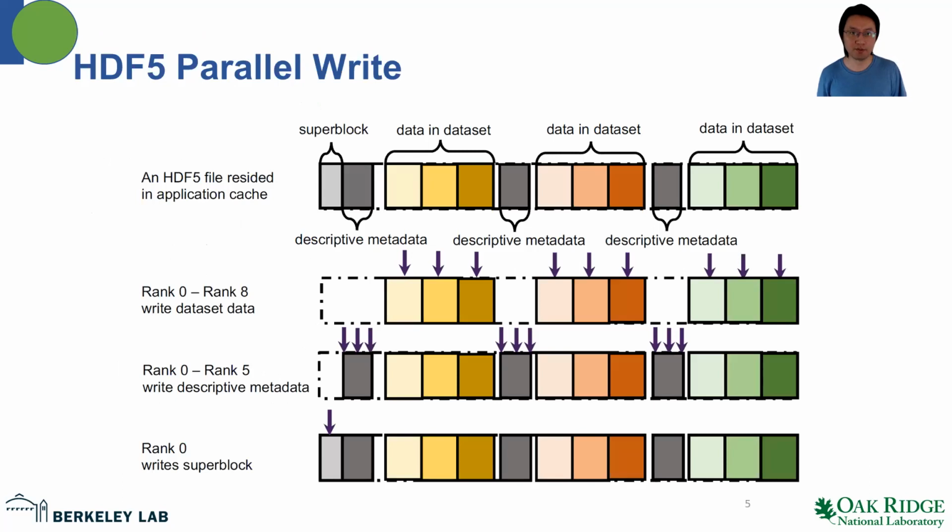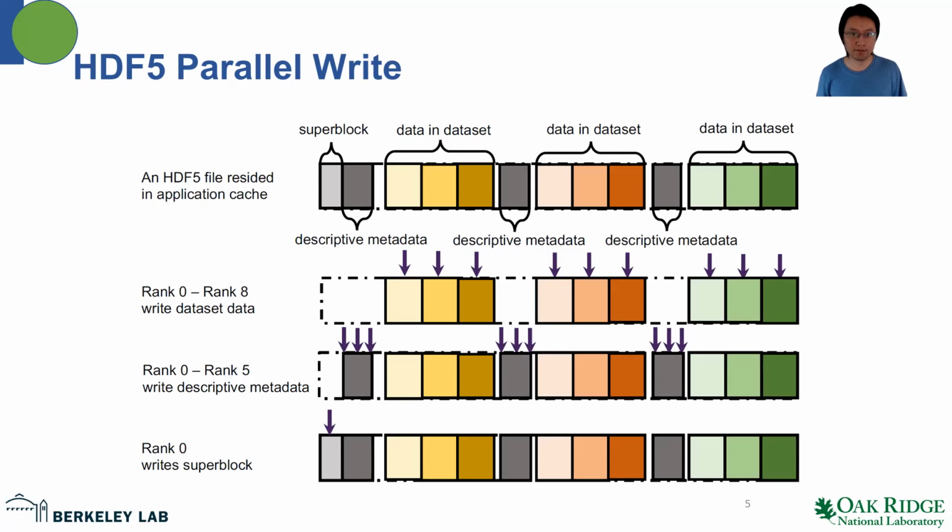First, we look at the HDF5 parallel writes. An HDF5 file consists of various parts. First, an HDF5 file has its own internal metadata called the superblock. And then after the superblock, there is descriptive metadata that stores the location of the user data that are scattered across the file, and the descriptive metadata by default can be interleaved with the user's data in the file. And the size of the descriptive metadata is usually very small compared with the user data.